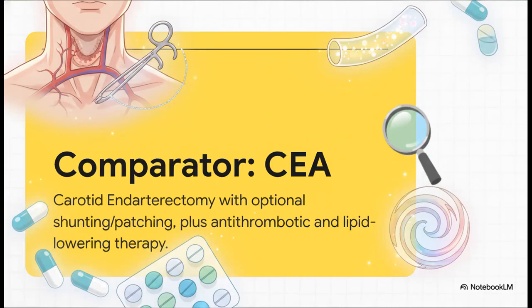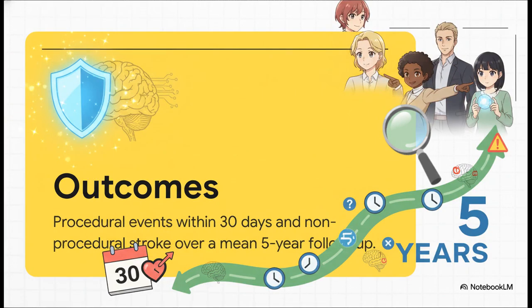The comparator, then, was carotid endarterectomy, or CEA. Again, this was performed by experienced vascular surgeons, with the protocol allowing for optional shunting and patching. And just like the intervention group, these patients were also on contemporary best medical therapy. And finally, the outcomes. The primary outcomes were twofold. First, they looked at the procedural risk, specifically any death or disabling stroke within 30 days. Second, they assessed the long-term risk of non-procedural stroke, with a particular focus on fatal or disabling strokes over a mean follow-up of about 5 years.